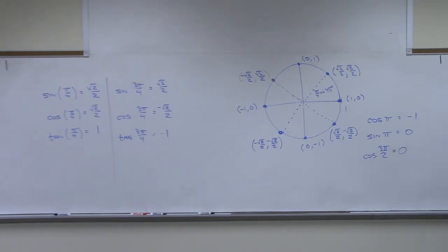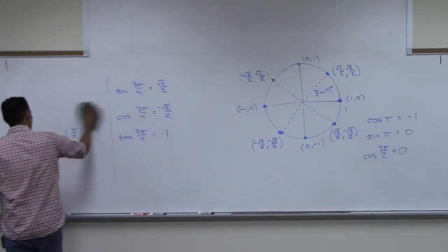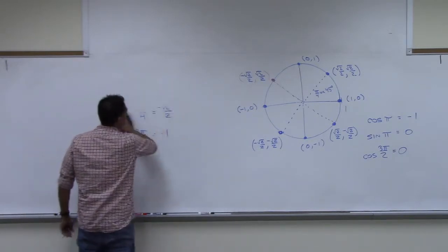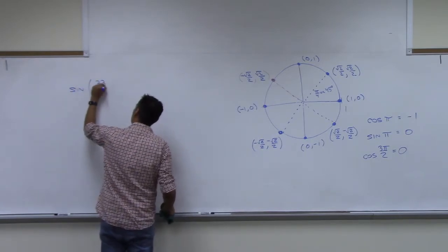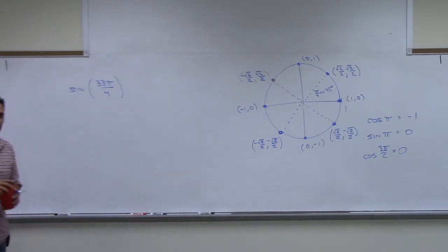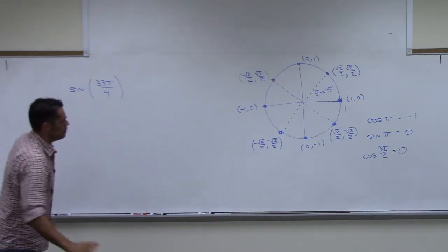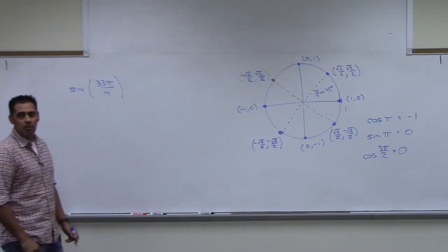All right, so now we have a whole other group of things that we can ask. Maybe I can ask this one now. What is sine of 33 pi over 4? Root 2 over 2, negative root 2 over 2. I've heard two different things. Got to figure out where we are, right? Got to figure out where you are. So how would you like to figure out where you are?